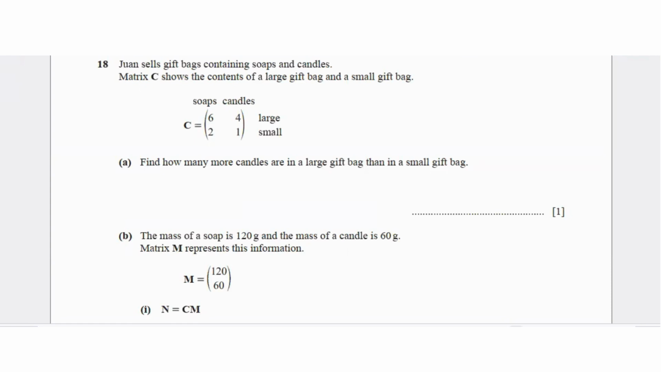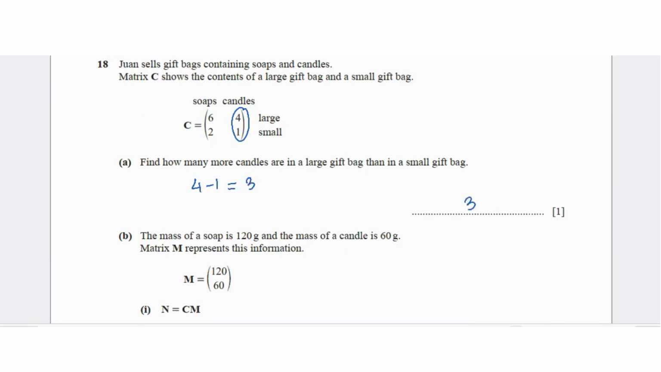Question 18 says, Juan sells gift packs containing soaps and candles. Matrix C shows the contents of a large gift pack and a small gift pack. Find how many more candles are in a large gift pack than a small gift pack. So these are the values that we focus on. Subtract 1 from 4, and 3 is the difference.